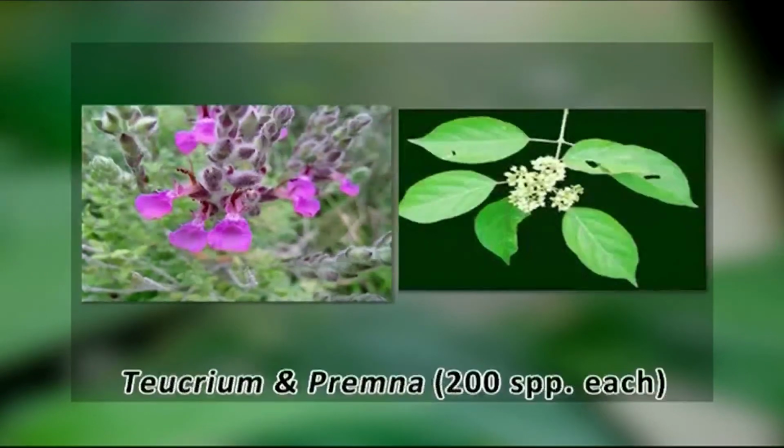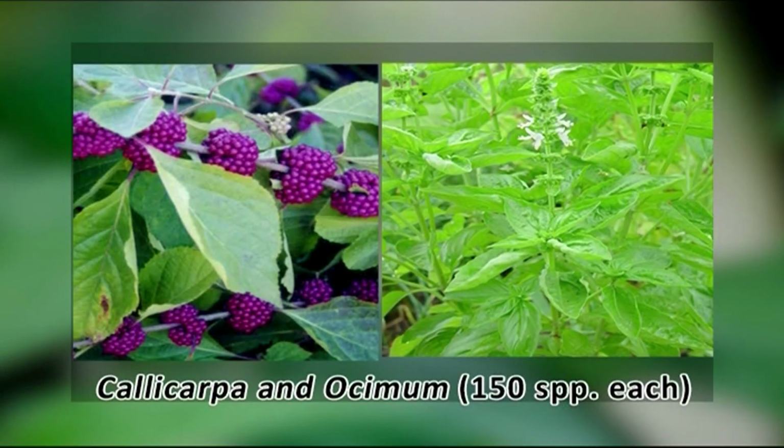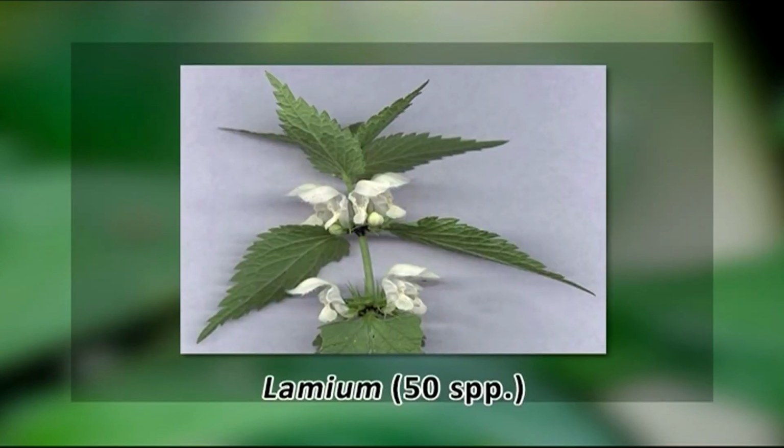2 more genera, Tichorium and Premna, having 200 species. Then Callicarpa and Ocimum, each having 150 species. And lastly, Lamium, the type genus, having 50 species. Members of this family Lamiaceae show a worldwide distribution, but their center of diversity, that means most diverse, is in the Mediterranean region.